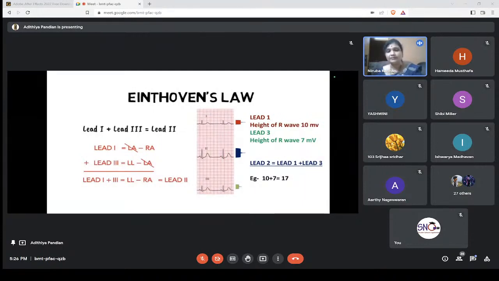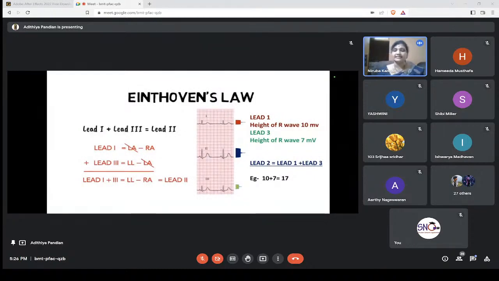What is the voltage in lead 1 of the R wave? It is 10 millivolts. What is the voltage of the lead 3 R wave? It is some 7 millivolts. But what is the height of the R wave in lead 2? It is 17 millivolts. So this is a practical demo. You can take any ECG and read it.